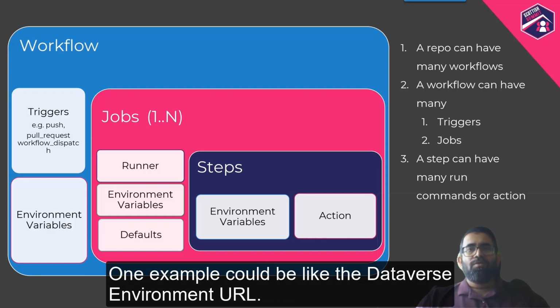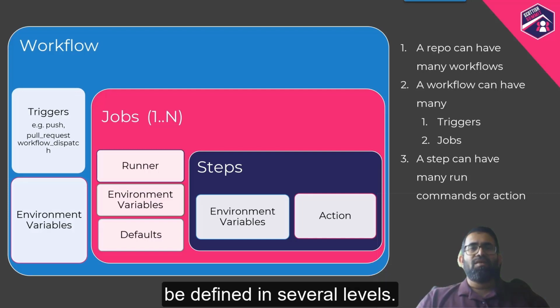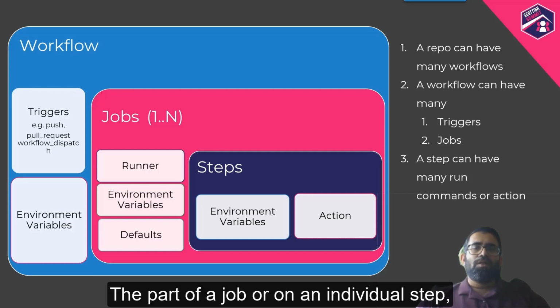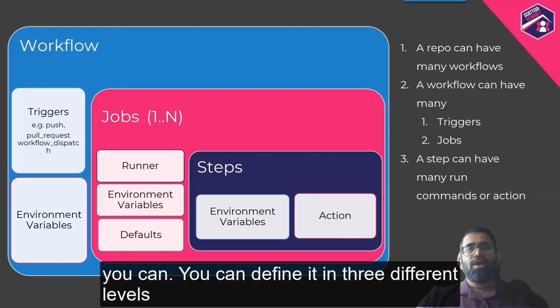So environment variables, one example could be the environment URL. That could be an environment variable. An environment variable can be defined at several levels. You can define environment variables as part of the workflow, part of a job, or on an individual step. So depending on where you want to reuse this environment variable, you can define it at three different levels.